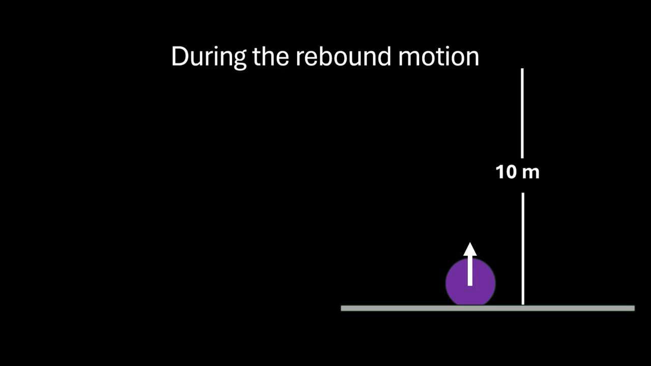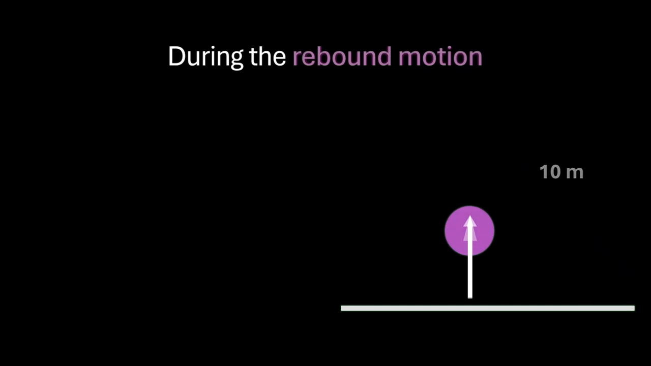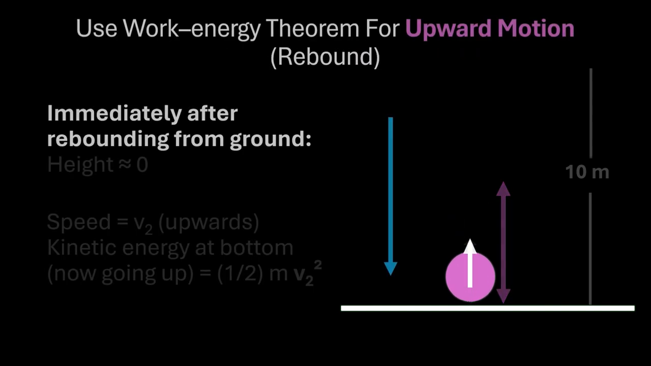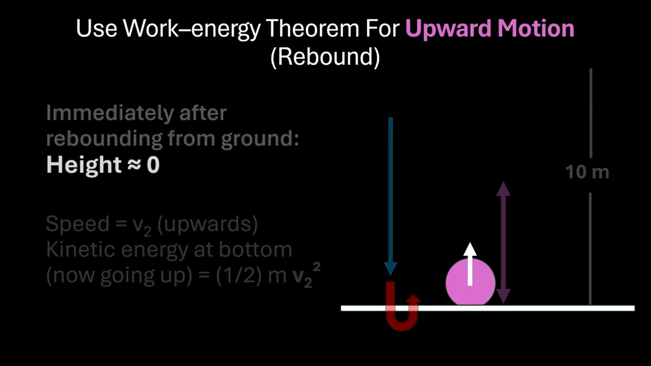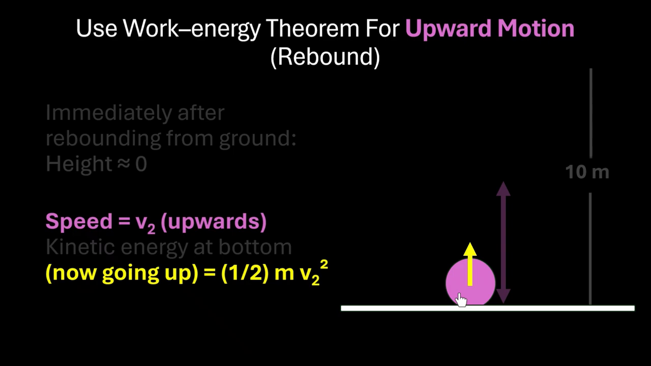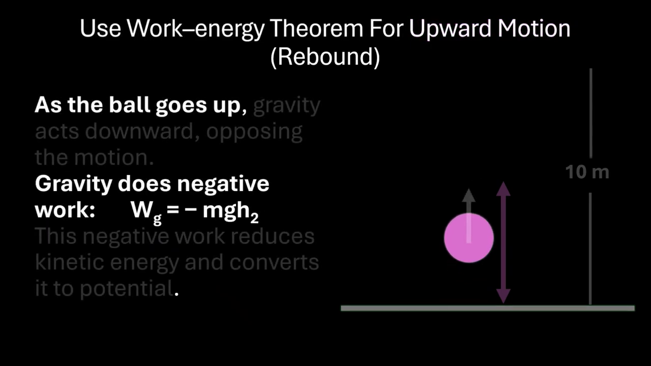Okay. Now coming to the rebound motion, it's not 10 meter. Instead, the ball reaches only a height of 5 meter, right? It was dropped from 10, but it reaches only a height of 5 meter. Immediately after rebounding from the ground, the height is equal to 0, right? And it changes its motion. It starts moving upwards, and the speed now is v2. So it approached with v1 and is now going up with v2.